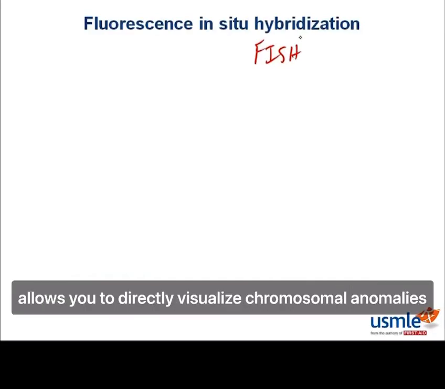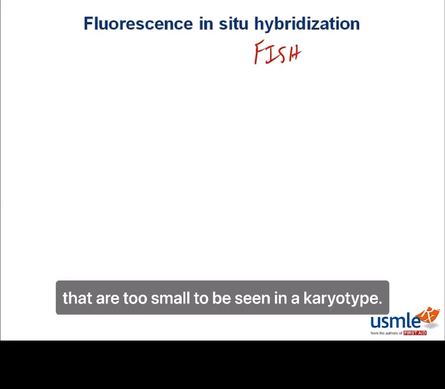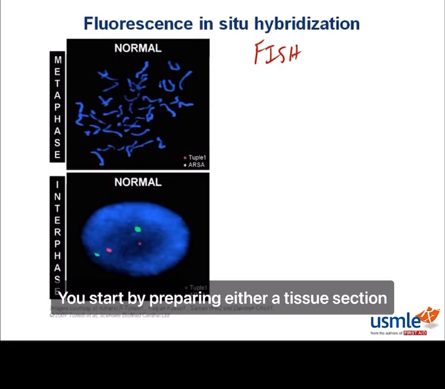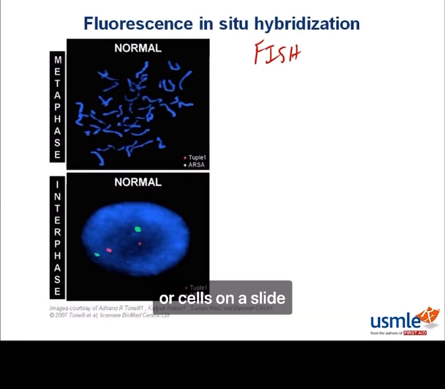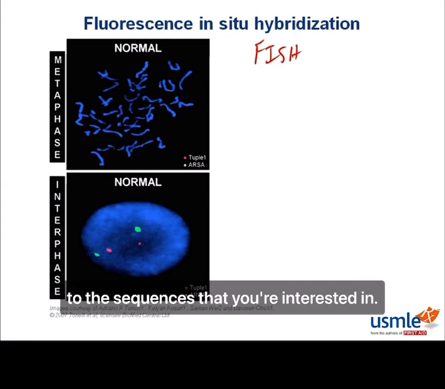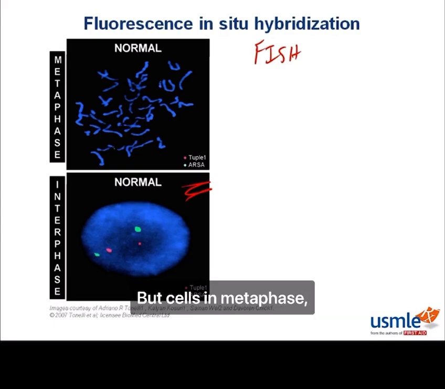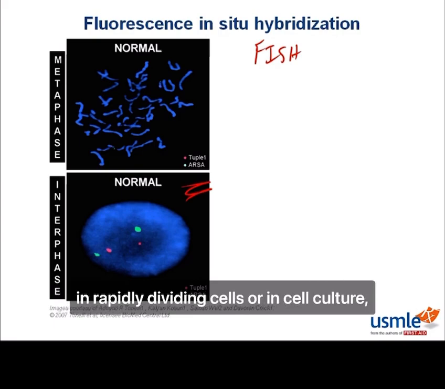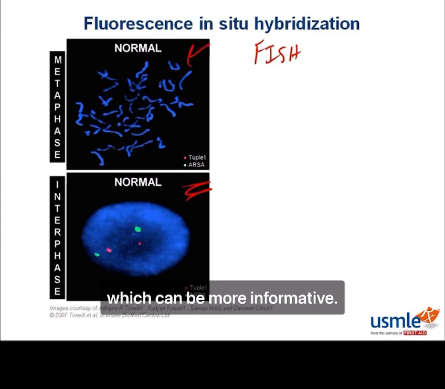FISH allows you to directly visualize chromosomal anomalies that are too small to be seen in a karyotype. You start by preparing either a tissue section or cells on a slide, and then add DNA probes that are complementary to the sequences that you're interested in. Most cells will probably be in interphase, so they'll look like this one on the bottom, since the chromosomes aren't condensed, but cells in metaphase, which you'll be more likely to see in rapidly dividing cells or in cell culture, will look like this example on top, which can be more informative.